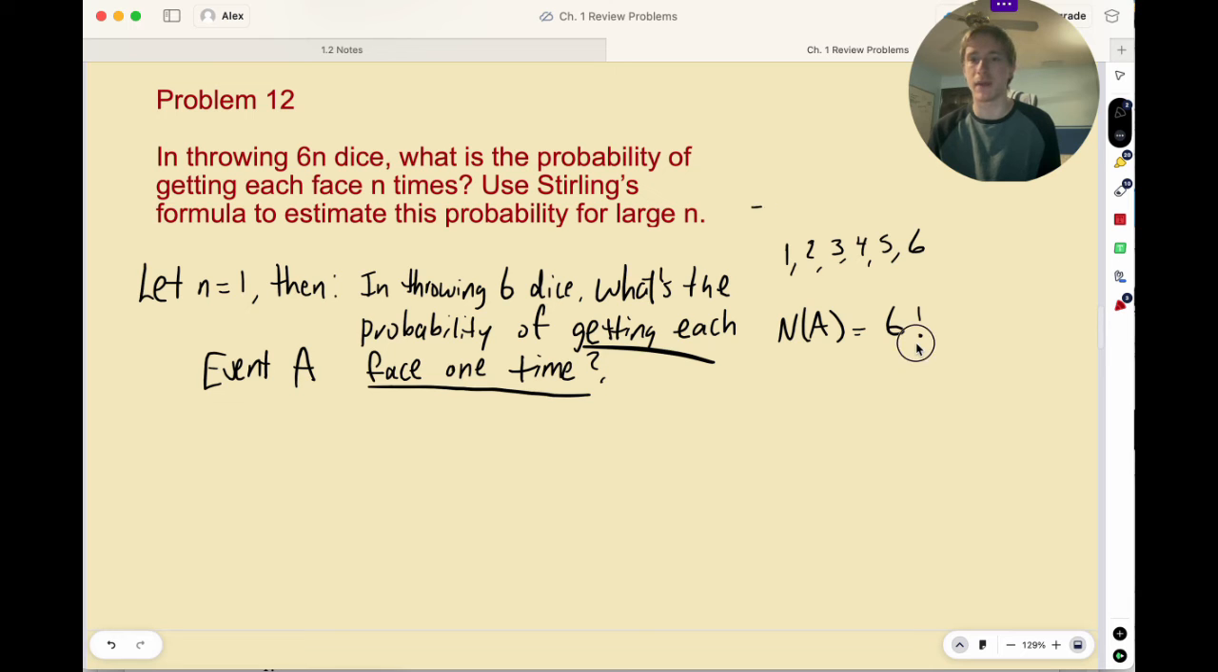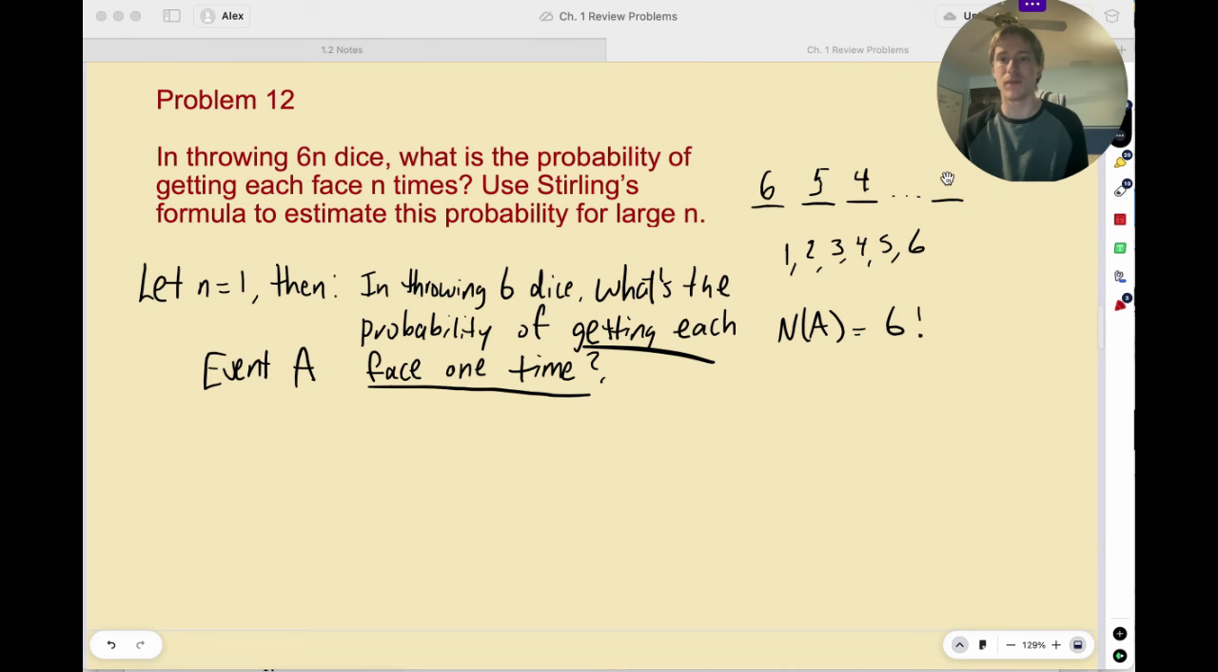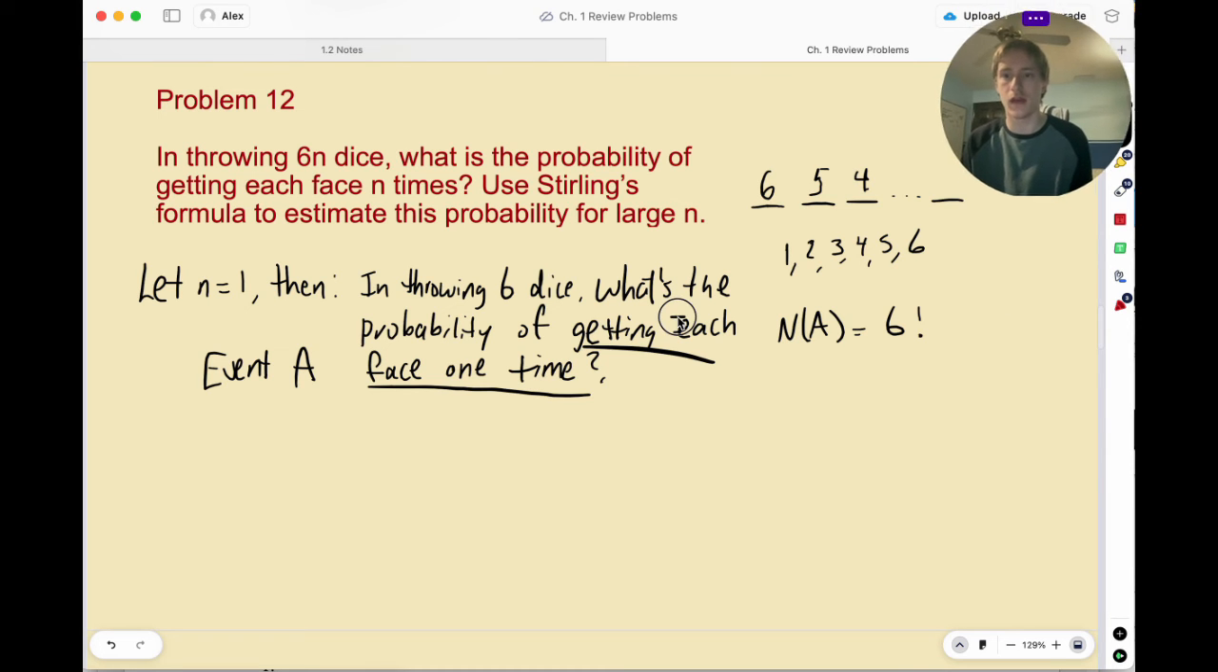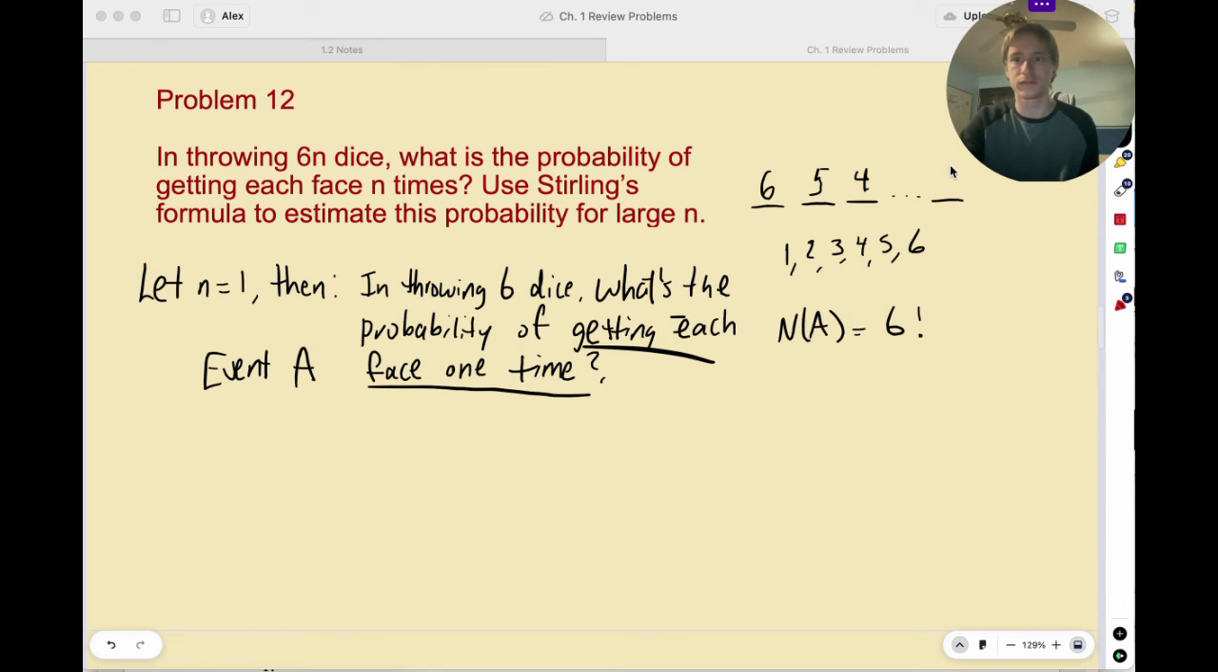Right, so my first roll, there are 6 possibilities because it doesn't matter what the first number is. But then you can't pick that number again, which means there are 5 possibilities for the second number, 4 possibilities for the third, and so on and so forth. Okay, which by definition makes that 6 factorial. Okay, so how many total outcomes are there?